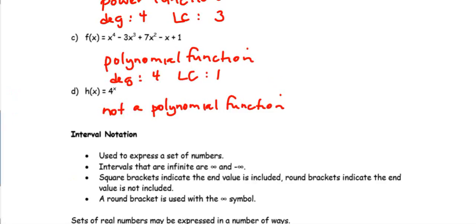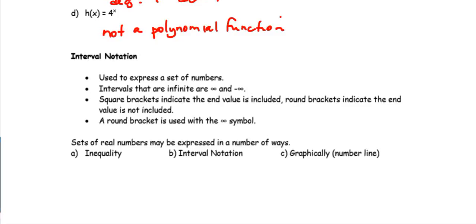Okay, so let's talk about some notation. Interval notation is a new way of expressing domain or range, and it's used to express a set of numbers. It has intervals that are infinite, so we're going to use the infinity symbols. I know you've wanted to all along, and now in grade 12 you get to use those infinity symbols. This is positive infinity, this is negative infinity. We use square brackets to indicate when the end value is included, and we use round brackets to indicate the end value is not included. You'll see what I mean by that in a second.